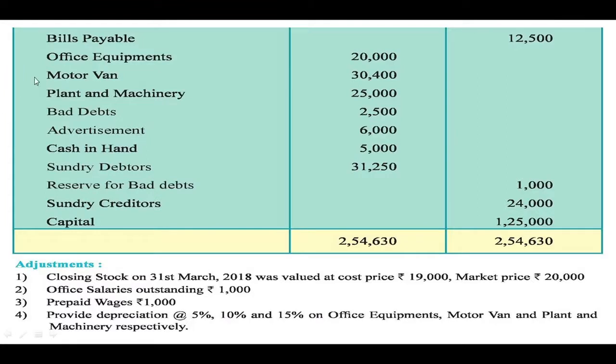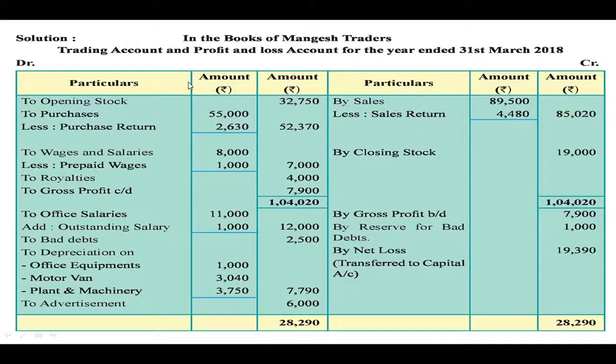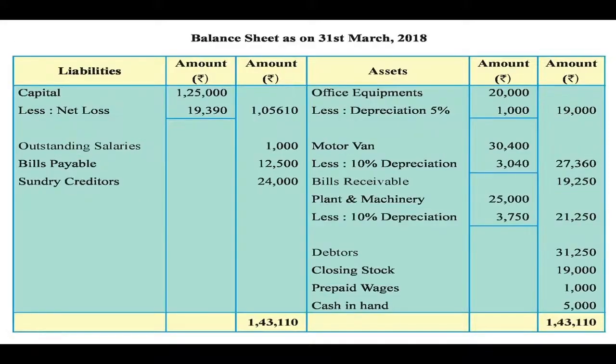Then office equipment, motor van and plant and machinery are the fixed assets, and also there is a last adjustment about depreciation. So we will record the amount of these fixed assets in the inner column in the balance sheet. See, office equipment, motor van and plant and machinery, the amounts are recorded in the inner column.